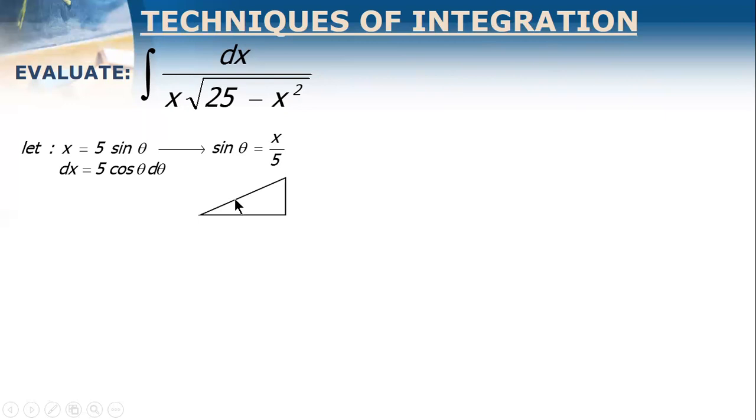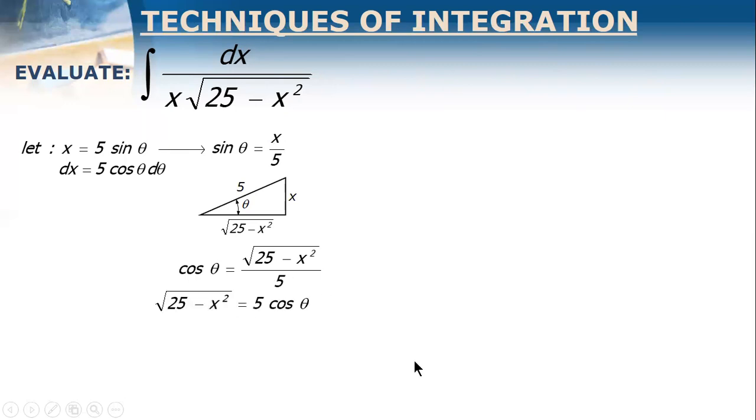This is for beginners, but if you're already familiar with this technique, you may not include this one. Pag familiar na, pero for beginners, this can be your guide. So this one being your theta, sine is opposite over hypotenuse, so x and 5. So the adjacent side is square root of 25 minus x squared. So cosine theta is square root of 25 minus x squared over hypotenuse 5, and then cross multiply, we have this.